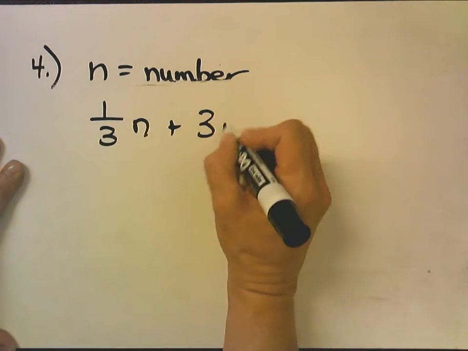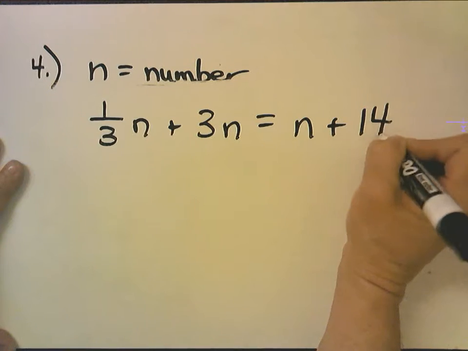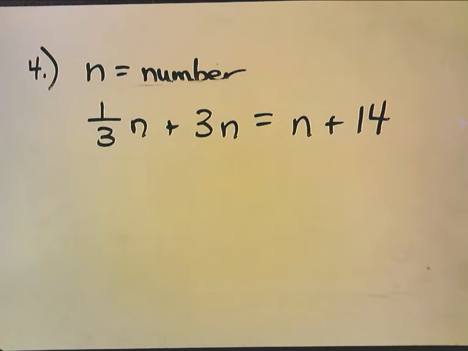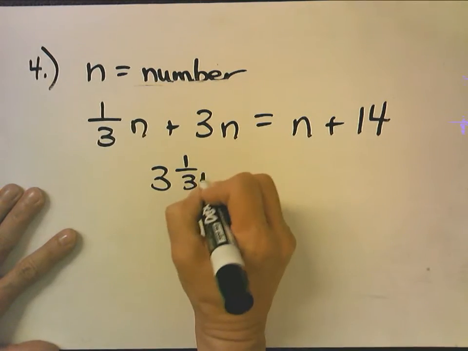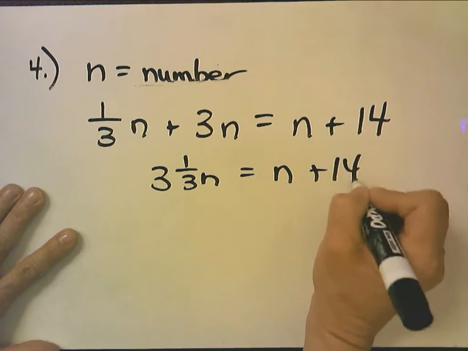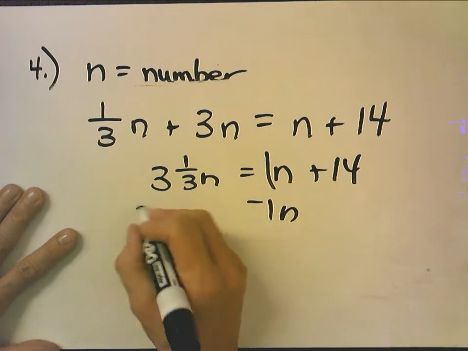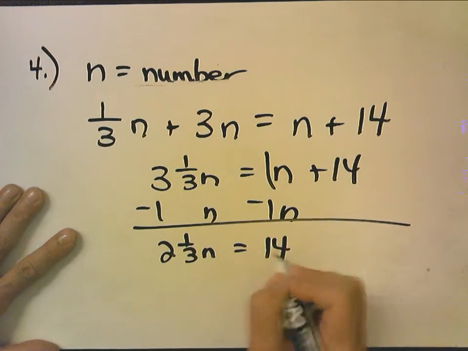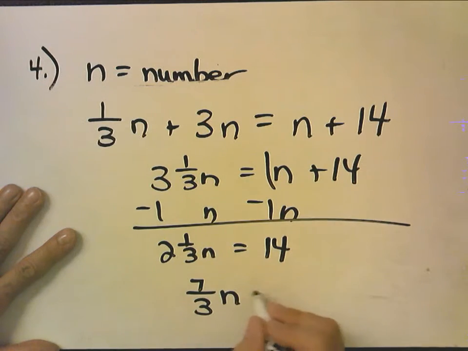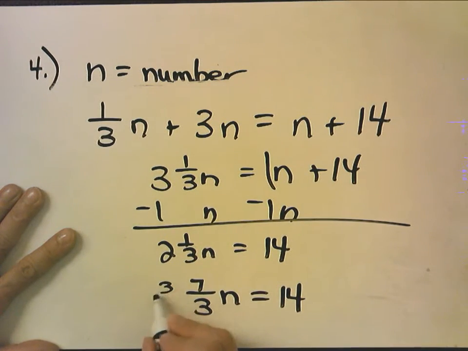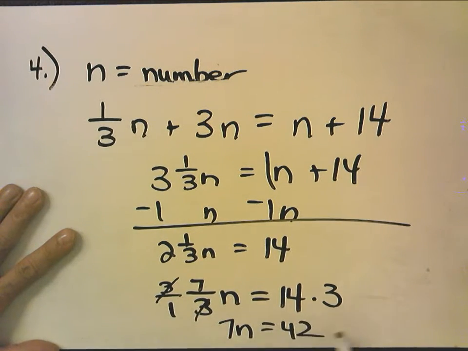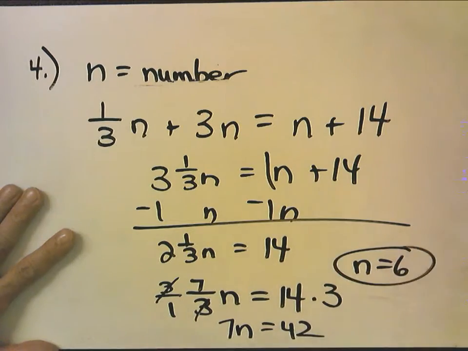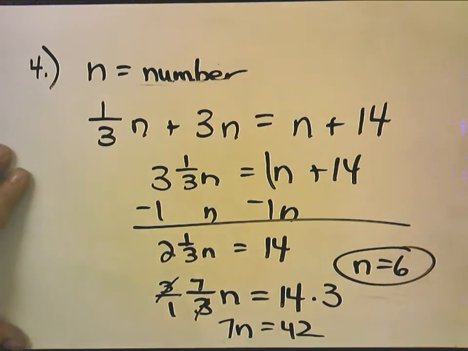Some of you will say, I don't mind working with fractions. Okay, that's fine with me. So, 3 1/3 n equals n plus 14. I'm going to subtract 1n from both sides. I get 2 1/3 n equals 14. So 7/3 n equals 14, and multiplying this by 3, multiplying this by 3, 7n equals 42. Divide by 7, divide by 7, n equals 6. That's another way to do it.